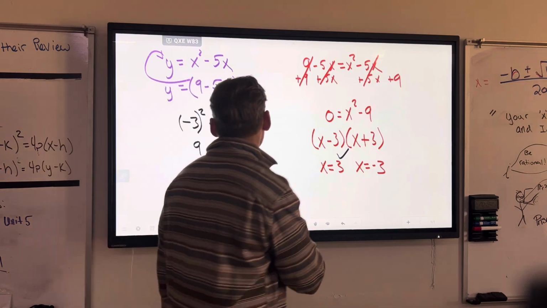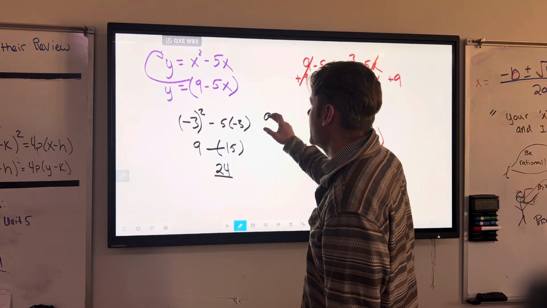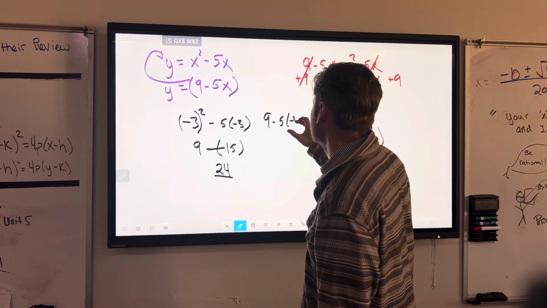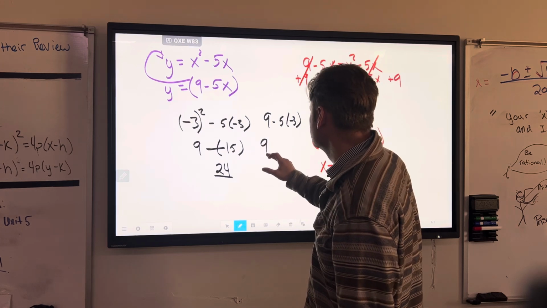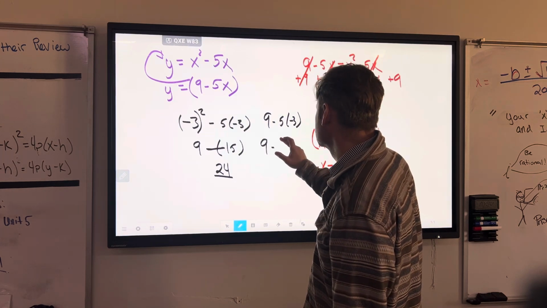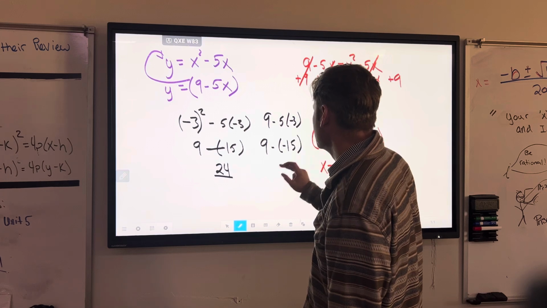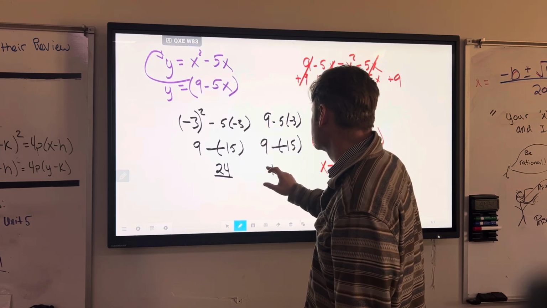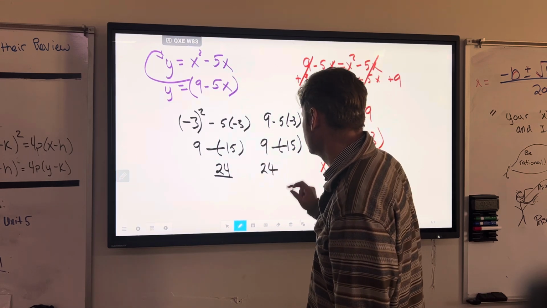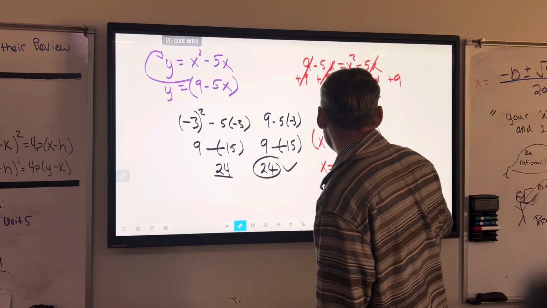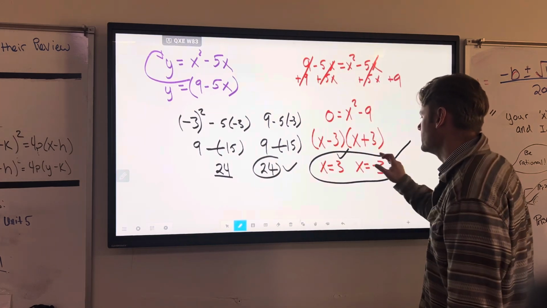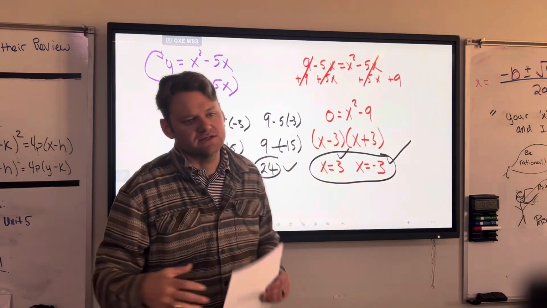All right, let's try the second equation. So this is 9 minus 5 times negative 3. Well, I do end up with 9 minus a negative 15 as well. Draw your plus, you get 24. All right, so both of these check. Here are my solutions to that system of equations.